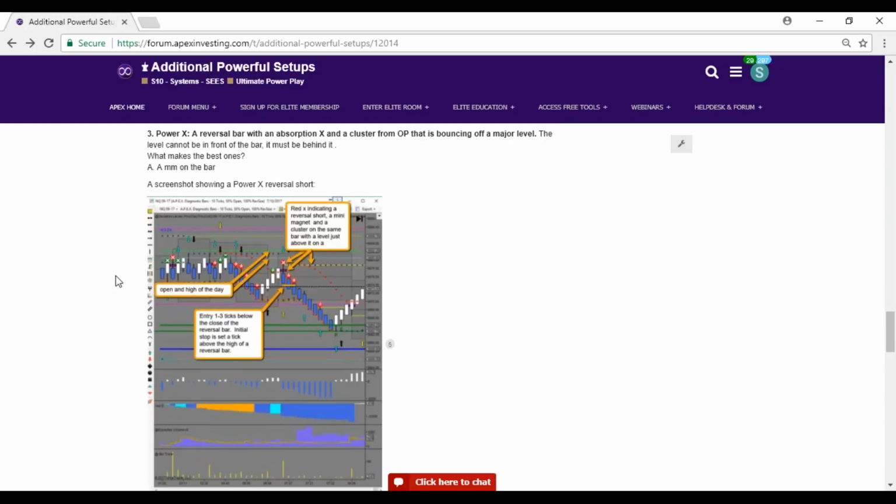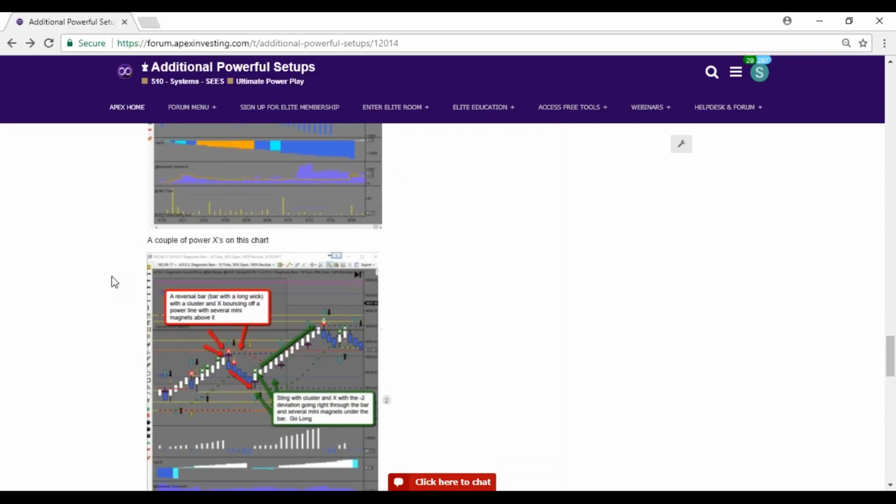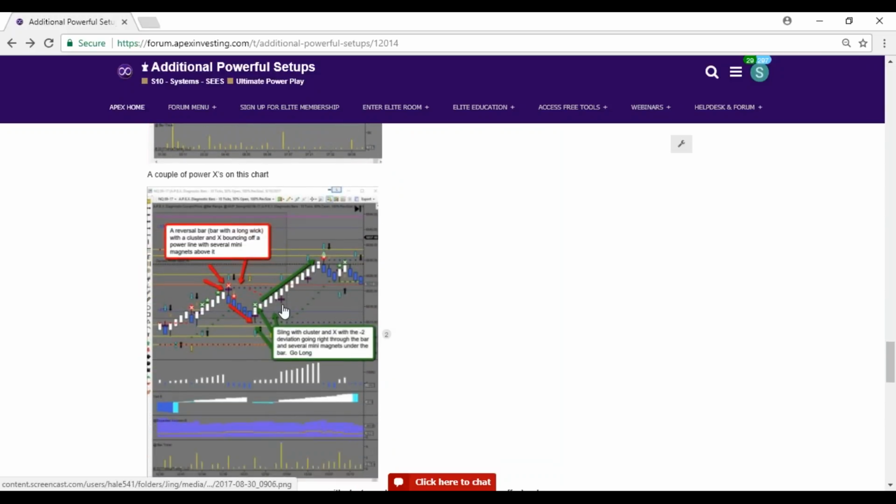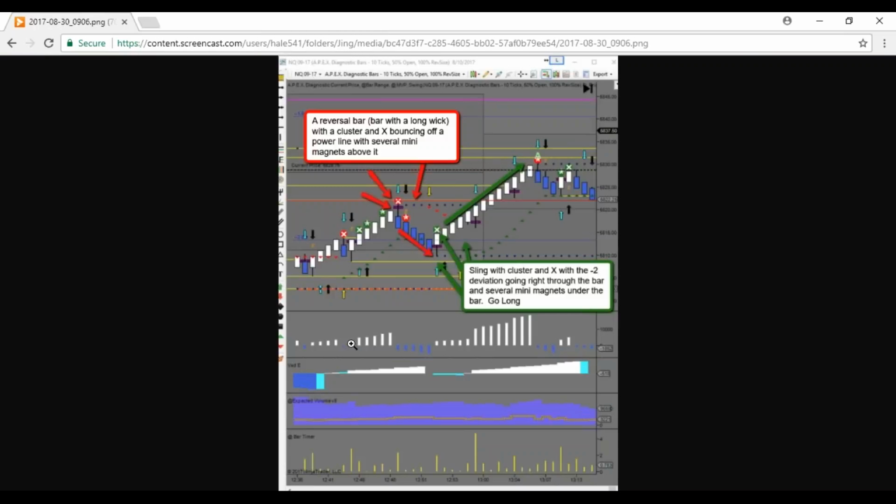So we got Power P. So we got Power X. Here's another one. Let's take a look at this Power X here. So what do we have here? Market going up. Market coming. And what are we bouncing off of right here?